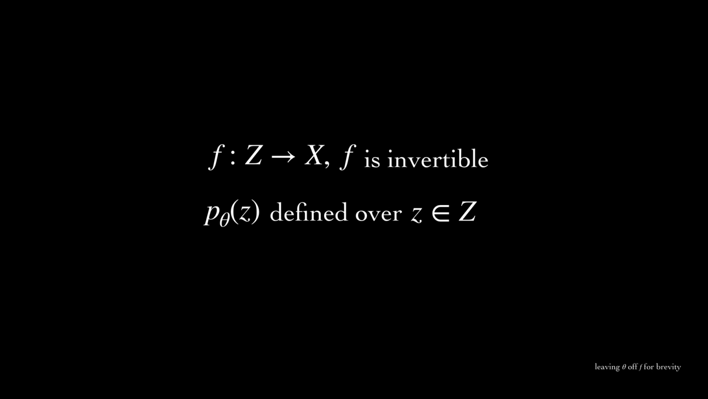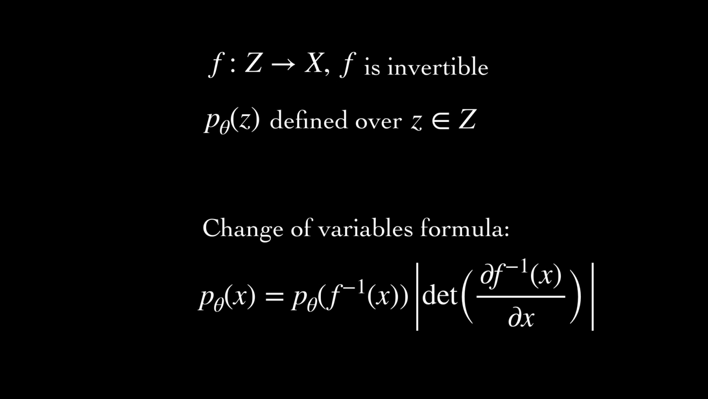When we have an invertible and differentiable function f mapping from some domain z to domain x, with the distribution p of z defined over domain z, the change of variables formula says that p of x is actually equal to p of f inverse of x multiplied by the magnitude of the determinant of the Jacobian of f inverse. That is, the matrix of all first-order partial derivatives of f inverse.